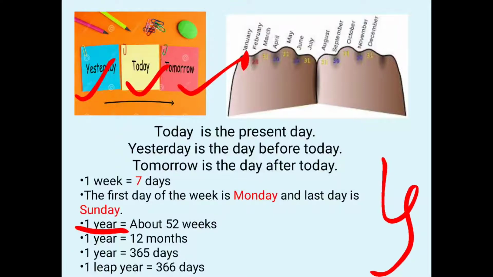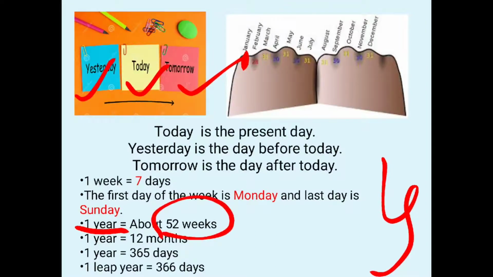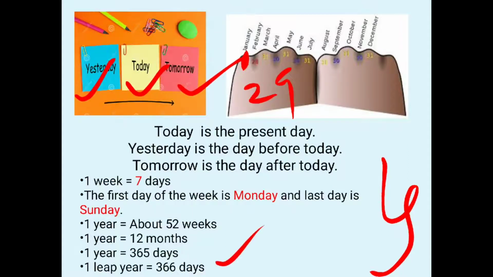Then 1 year is equal to how many weeks? 1 year is equal to 52 weeks. How many weeks are there in 1 year? 52. How many? 52. And some 1, 2, 3 days are also there. 1 up to is written, meaning the total is not fixed. 1 year is equal to 12 months. 1 year is equal to how many days? 365 days. In a leap year one extra day comes, in February there are 29. In 1 leap year there are 366 days.